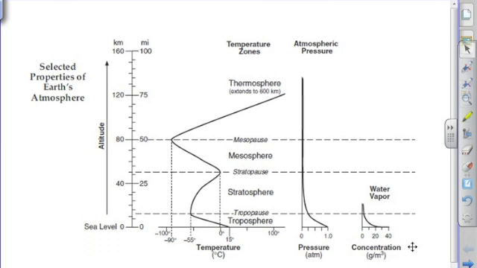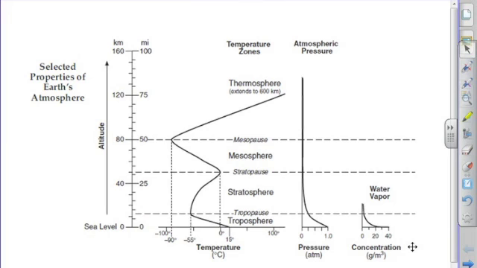Welcome. We are now going to look at the selected properties of Earth's atmosphere diagram in the Earth Science Reference Table. There is a tremendous amount of free information provided to us on this chart. It's just up to us to figure out how to use it.